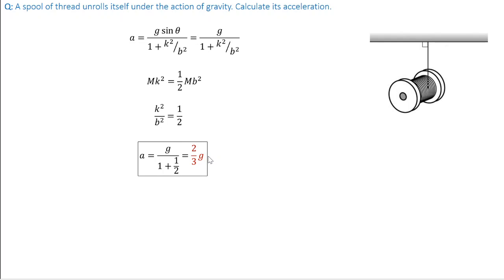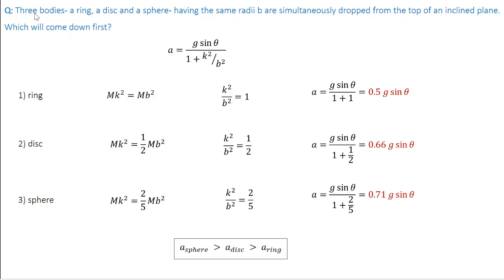Let's do one more simple problem. Three bodies, a ring, a disc and a sphere, having the same radius b, are simultaneously dropped from the top of an inclined plane. Which will come down first? Whichever has the highest acceleration will come down first. We know the general equation for acceleration, a equal to g sine theta divided by 1 plus k square by b square, where k is the radius of gyration of the shape.